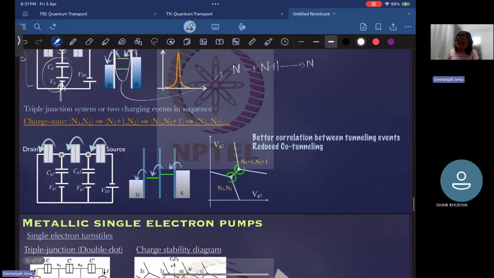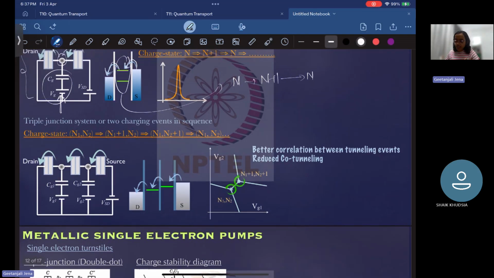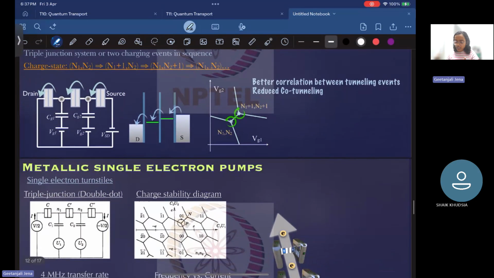But one of the main issues with this single electron junction is that these are quite random, so you can't control it in a better manner. So there will be co-tunneling where the same charge can occupy a different position. So to get a more accurate tunneling, what you can do is increase the number of single electron transistors.